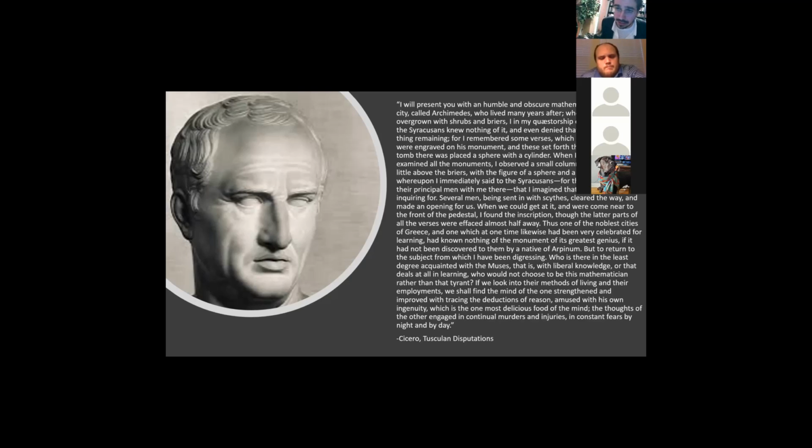But to return to the subject from which I had been digressing, who is there in the least degree acquainted with the Muses, that is, with liberal knowledge, or that deals at all in learning, who would not choose to be this mathematician rather than this tyrant? If we look into their methods of living and their employments, we shall find the mind of the one strengthened and improved with tracing the deductions of reason, amused with his own ingenuity, which is the most delicious food of the mind. The thoughts of the other engaged in continual murders and injuries, in constant fears by night and day.